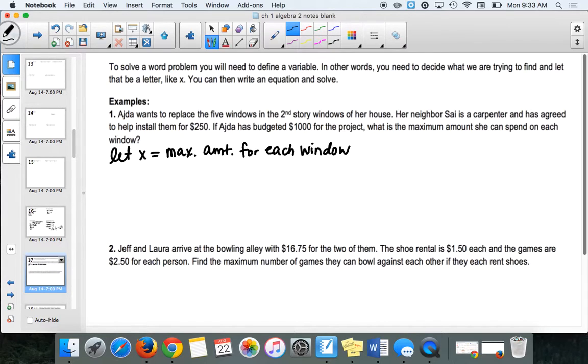All right, so I'm kind of abbreviating there. So maximum amount is what that means. All right, so she has 5 windows. She is doing a set fee of $250. So like the labor is $250. And we have a total of $1,000.